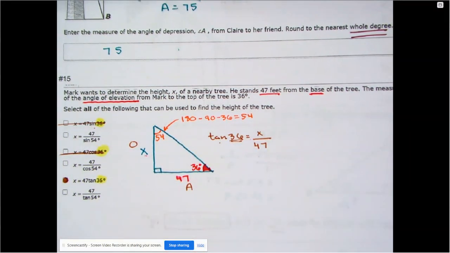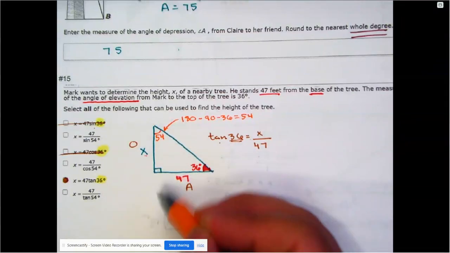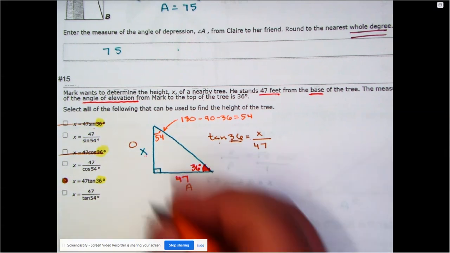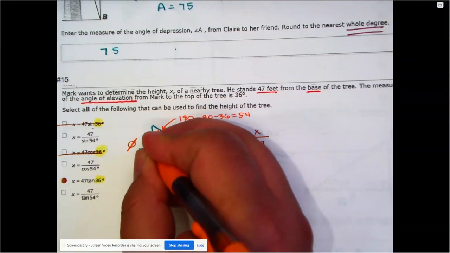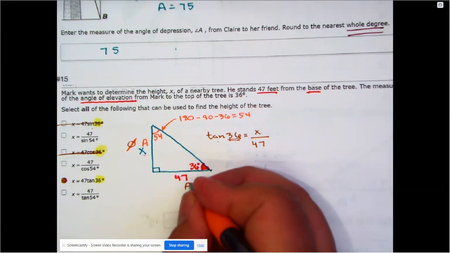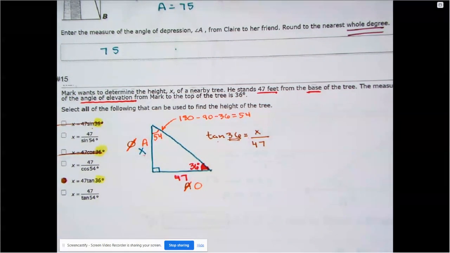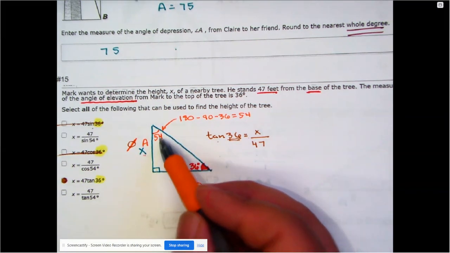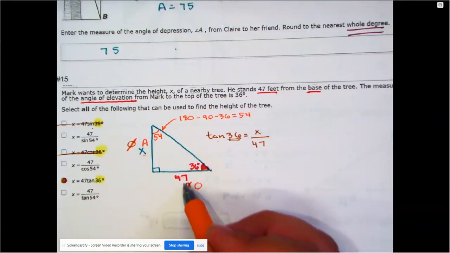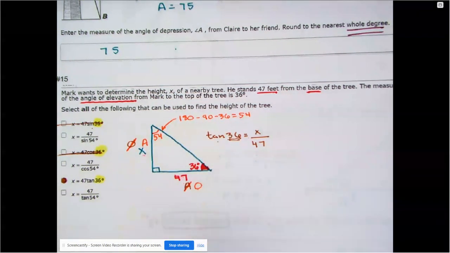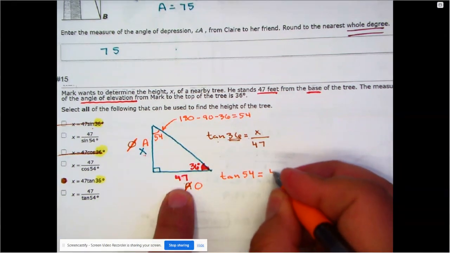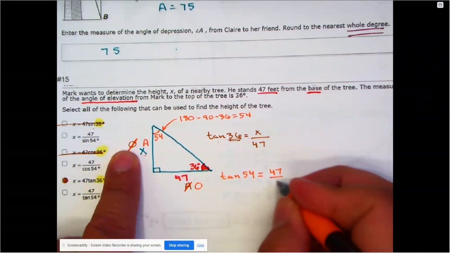So it's a lot like that other problem that we did where, yeah, you're going to set it up more than once. So now we're going to talk about that 54. But if I'm working with 54, this is no longer the opposite. It's now the adjacent. This is no longer the adjacent. It's now the opposite. So even this one, if I'm working with the 54, look at what I have. O and A. And if I'm going to work with the 54, there's only one trig function that I can use again. Tangent of 54 would be equal to opposite over the adjacent.